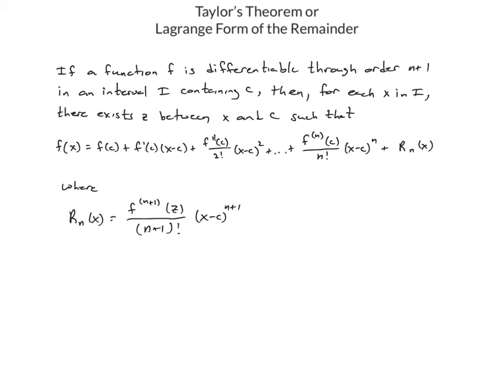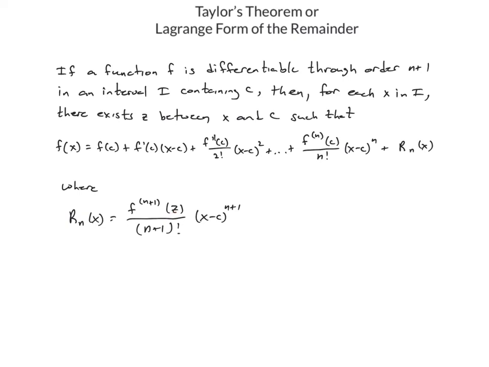In an interval I containing c, then for each x in I, there exists a number z between x and c such that f of x equals f of c plus f prime of c times x minus c. So you'll see that Taylor polynomial centered at c plus r sub n of x. And r sub n of x is equal to the n plus first derivative of f evaluated at z over n plus 1 factorial times x minus c to the n plus 1 power. So this thing looks a little bit confusing, but really it amounts to going through and doing what would amount to the next term, except you're evaluating the derivative at a different location. It's not going to be at c.